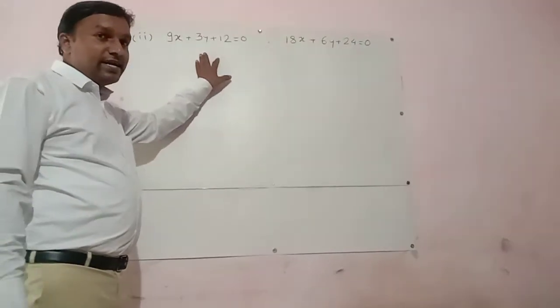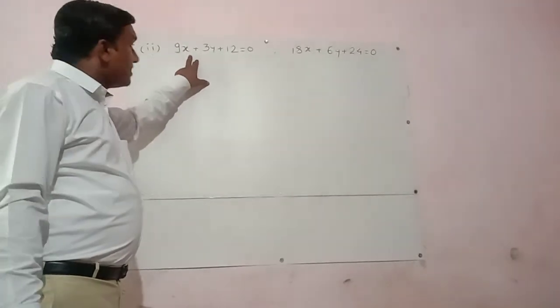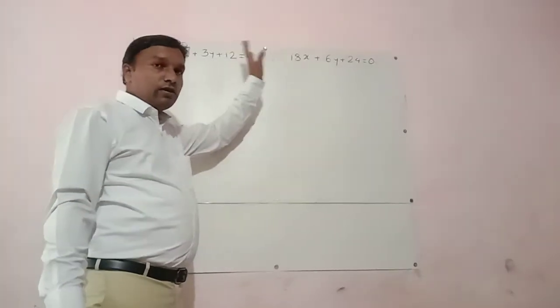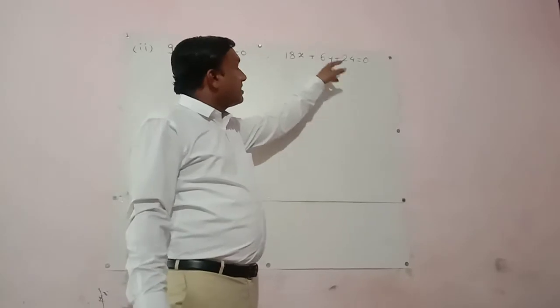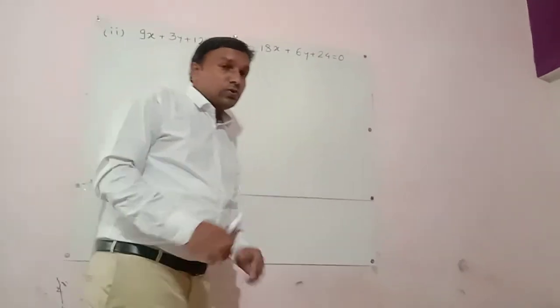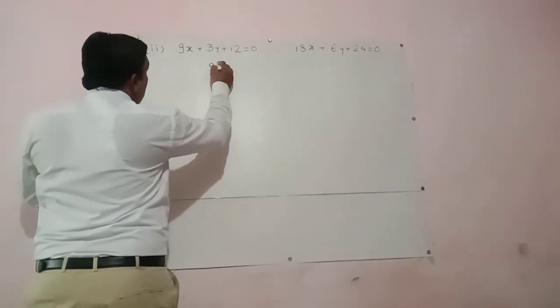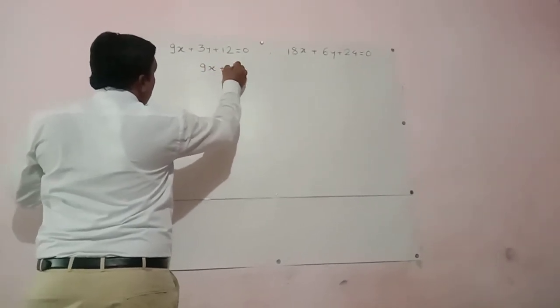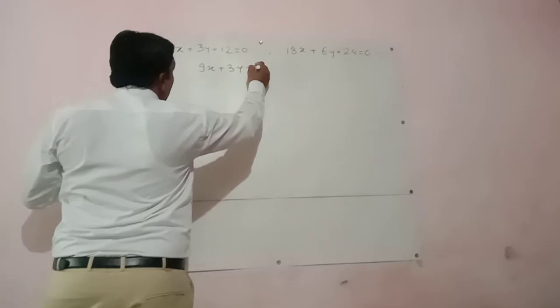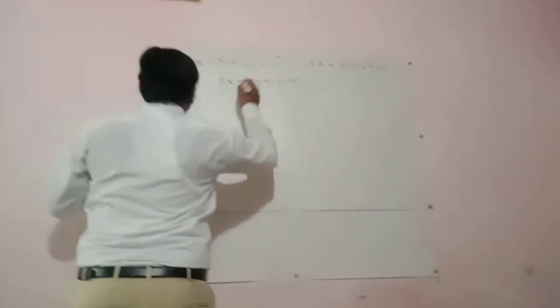This is our second example, that is 9x plus 3y plus 12 equal to 0 and 18x plus 6y plus 24 equal to 0. Here it is our first equation, 9x plus 3y plus 12 equal to 0.